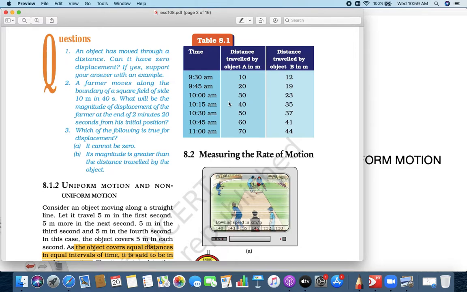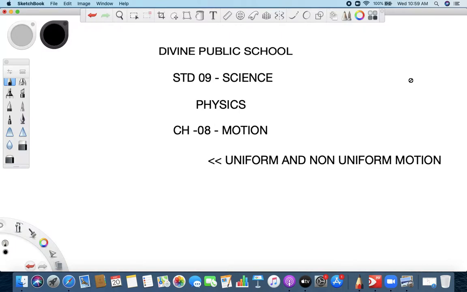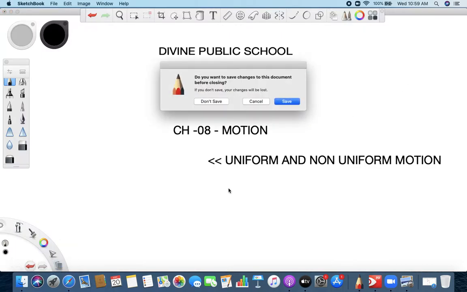Let me explain. Uniform motion is if an object travels equal distance in equal intervals of time, we call it uniform motion. What did I say? If an object travels equal distance in equal intervals of time, we call it uniform motion. So let us take an example. What does it exactly mean?